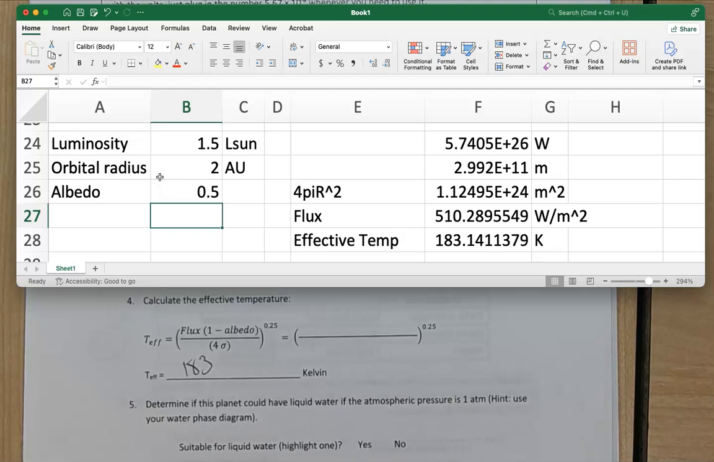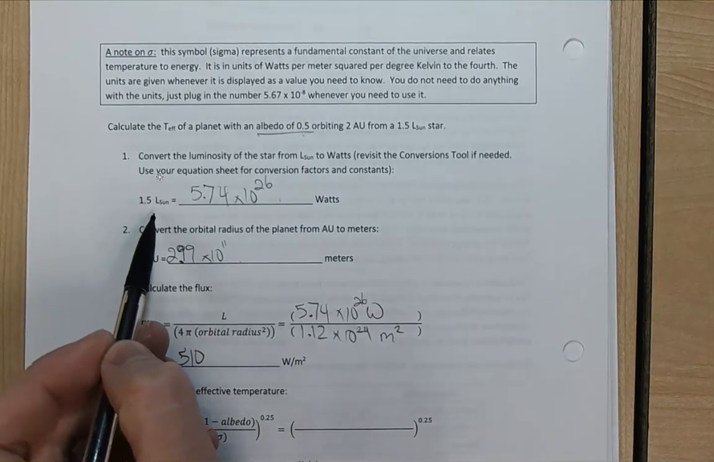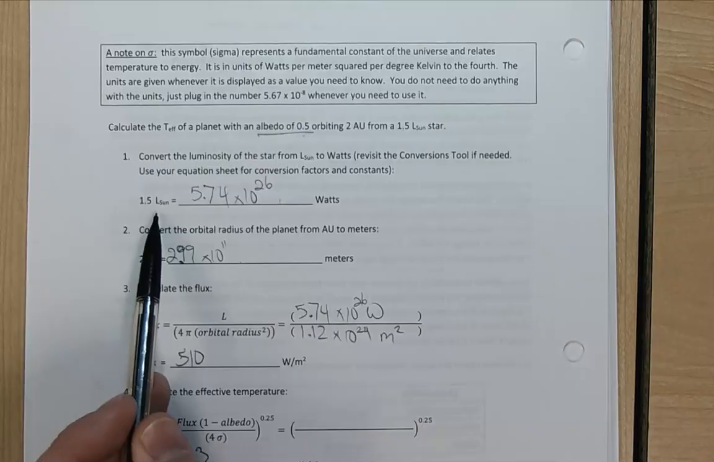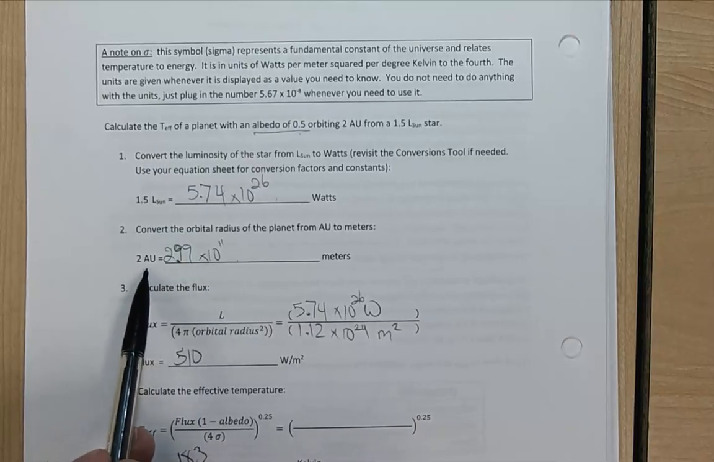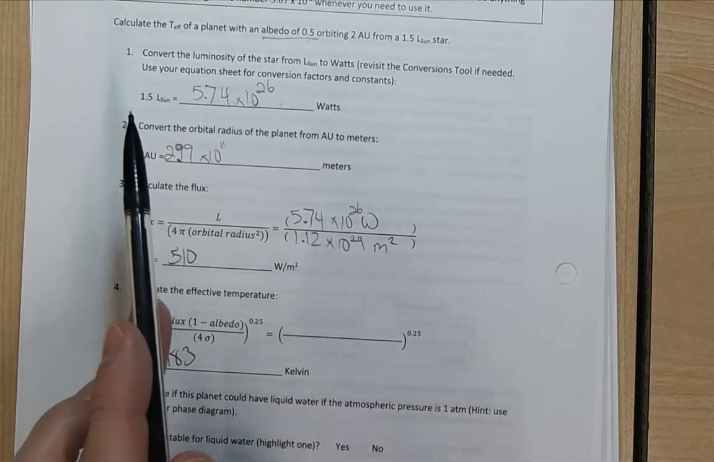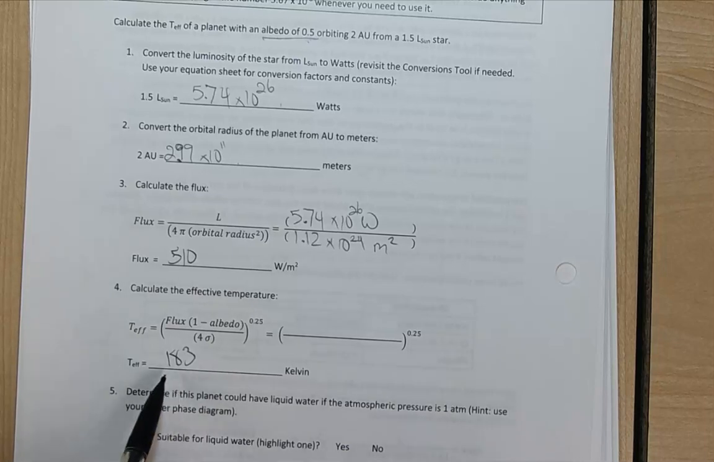It is. This planet is orbiting a brighter star. This star is brighter than the sun, but the planet is also farther away than Earth is from the sun. So is the planet hotter than Earth because the star is brighter, or is it cooler than Earth because the planet is farther away? And it turns out the effective temperature of 183 is pretty cool, right? Room temperature on Earth is about 300 Kelvin. So that's a chilly planet.